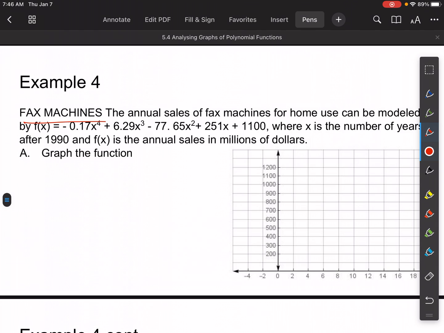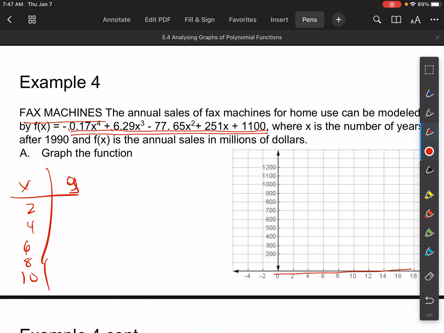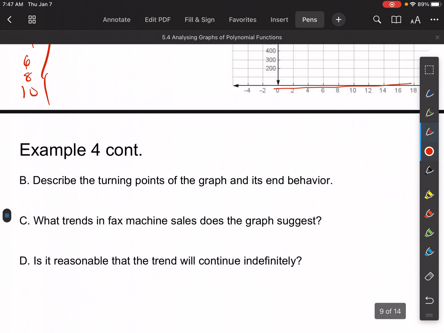I was talking about fax machines and their annual sales, and they have this function of how their sales are going down over the years because of improved technology. So they have you graph this function, and you'll do one kind of like this on the homework. The graph that I give you on the homework, if I give you one of these, will help guide your thinking. So you might choose a bunch of values here. Maybe you choose 2, 4, 6, 8, 10, plug them in, get your values out, and it's going to be in millions of dollars. So then you would graph this, and there's a number of questions I'll ask you about this.